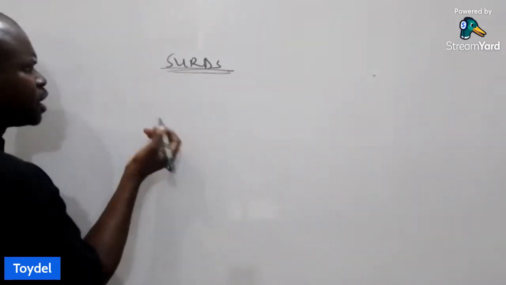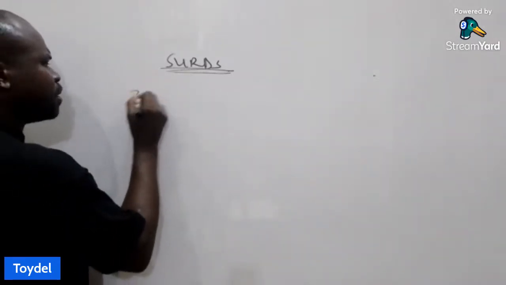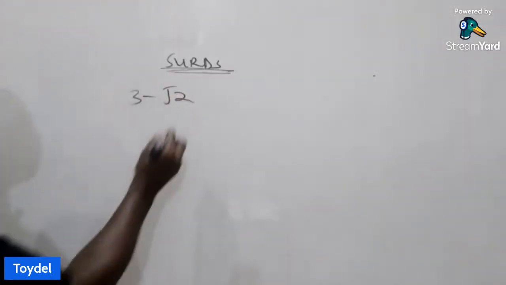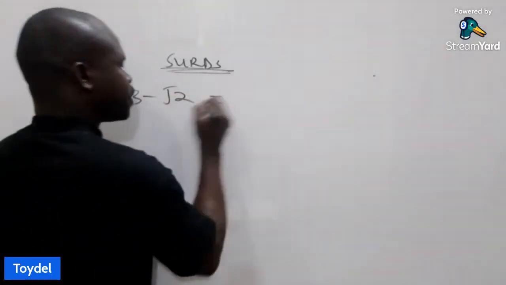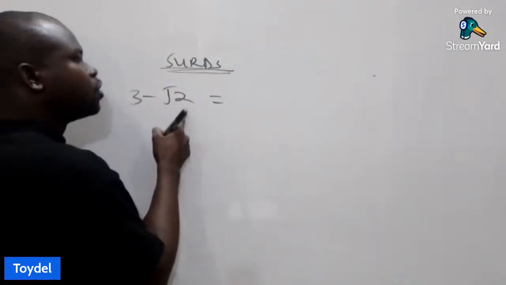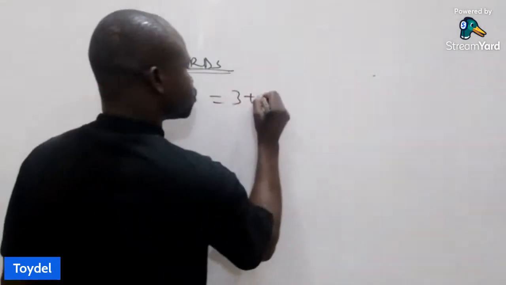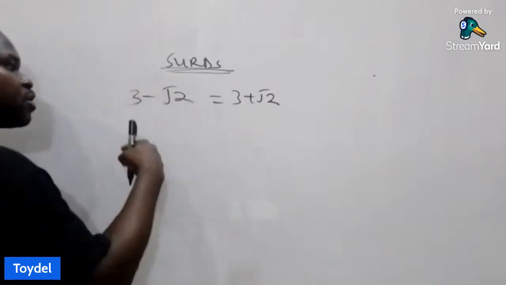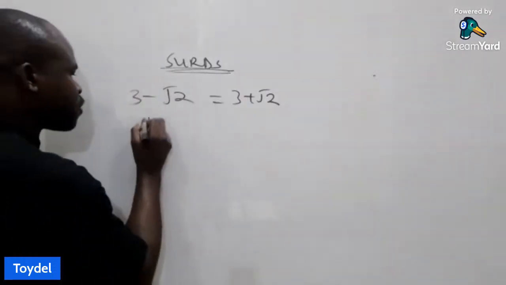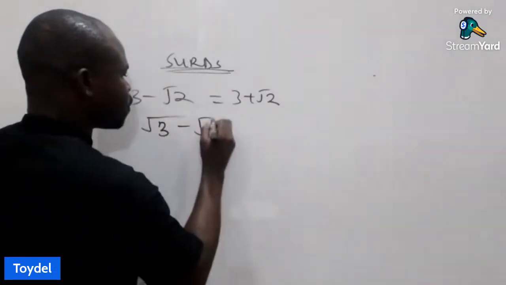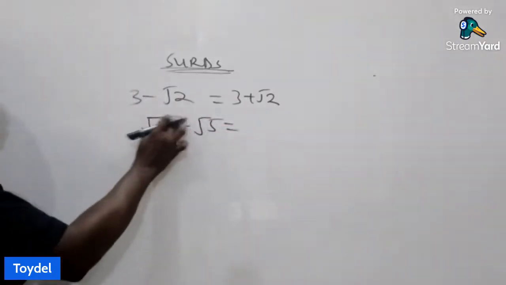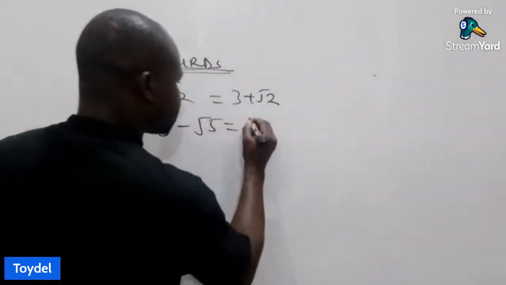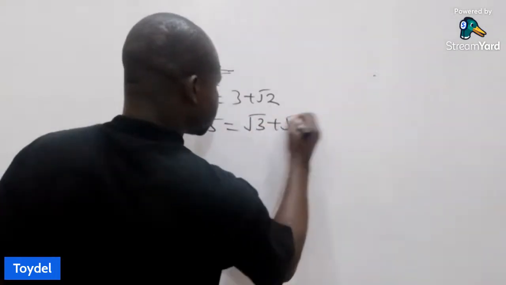Then also note that if you have a surd, 3 minus root 2, there's what we call the conjugate of a surd. Conjugate of a surd simply means that you change the sign. For instance, 3 minus root 2, the conjugate of this surd is 3 plus root 2. So if it is minus, you change it to plus. If you are given, what is the conjugate of square root of 3 minus square root of 5? In the options, you are going to have so many options, A, B, C, D. Then the conjugate of this will just be square root of 3 plus square root of 5.